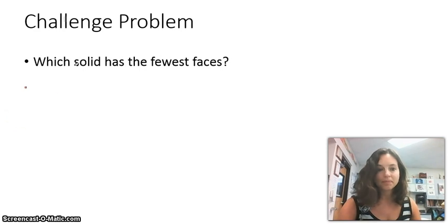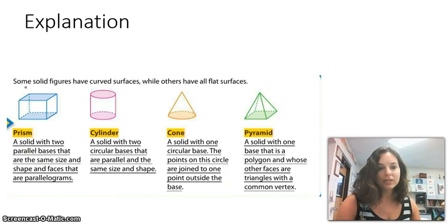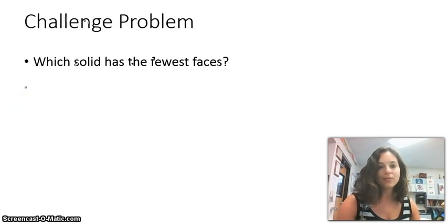Let's move on. All right, here's our challenge problem. Which solid has the fewest faces? So as you go back here and think of all of the solids that we talked about today, which solid do you think has the fewest faces? Come to school tomorrow with your answer and we'll talk about it in class. Thank you.